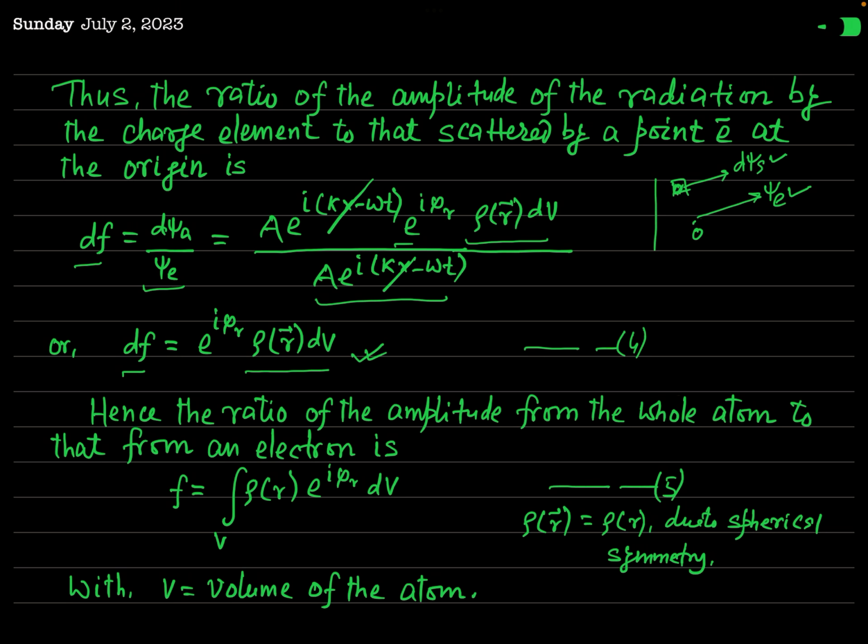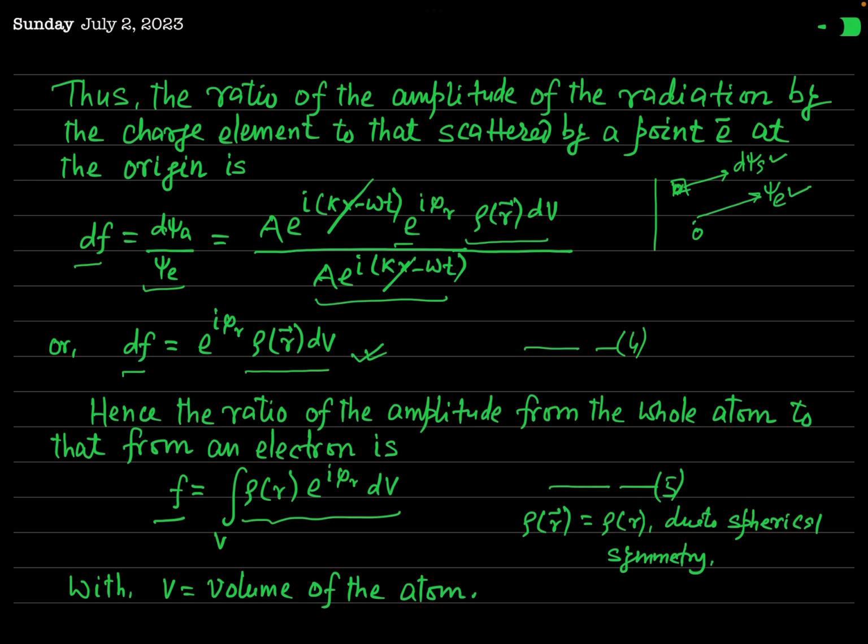And that ratio is called the atomic scattering factor, which we have denoted by the symbol F. So you can say F is equal to the integral over V, where V is the volume of the entire atom, of rho of r, e to the power i phi r, dV. Okay, so this is the expression for the atomic scattering factor. But now we have to evaluate this integral. And how can we evaluate this integral?